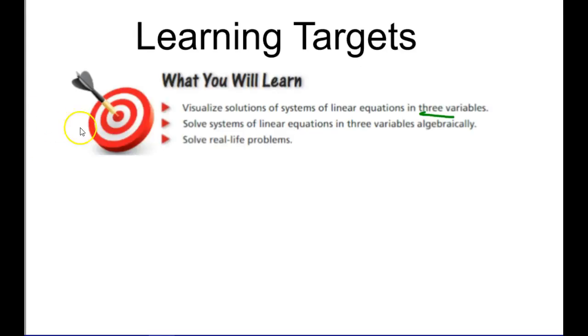So now let's look back at our learning targets. First of all, we visualized solutions of systems of equations in 3 variables, and that's where we looked at those 3 different colors of planes and how they intersected. Then second, we solved those systems of equations in 3 variables algebraically. We did that several times. We looked at one where there was an actual solution, we looked at one where there were no solutions, and we looked at one where there were infinite solutions. So look back at those. And then we solved that real life problem.